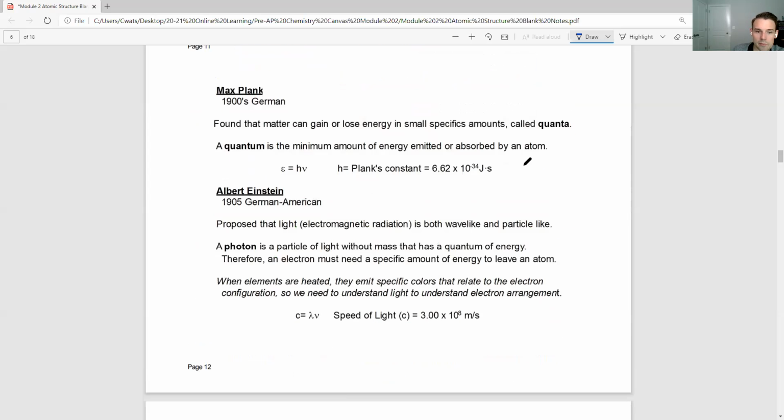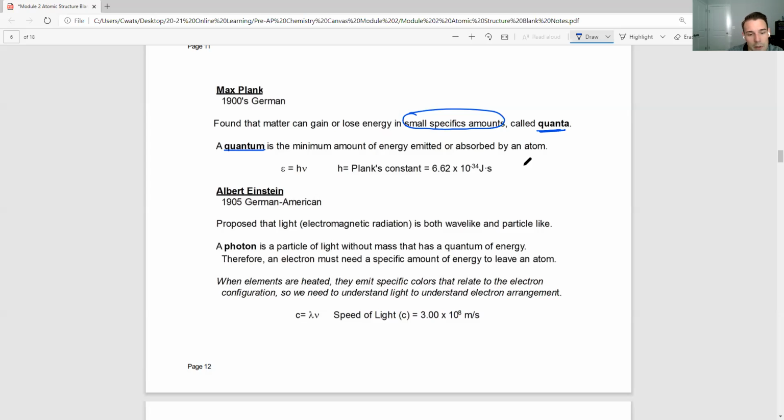So let's talk about some people. First off, we've got Max Planck, who found that matter can gain or lose energy in very small specific amounts called quanta. So this term is going to come up a lot. It's just a small specific amount of energy. A quantum is the minimum amount of energy emitted or absorbed by an atom. We'll talk about that in a sec. And so we have an equation here.